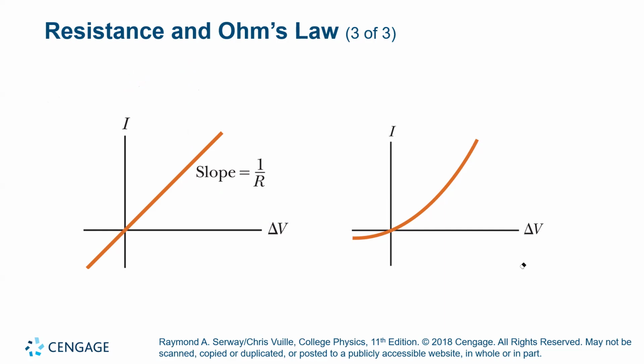All right. Now, the left side shows me an ohmic device. The right side, what do we see? We see something that has a changing slope. And so this is not going to give me a perfectly ohmic relationship where R or 1 over R is constant. So we do have materials that are not ohmic, do not obey Ohm's law.